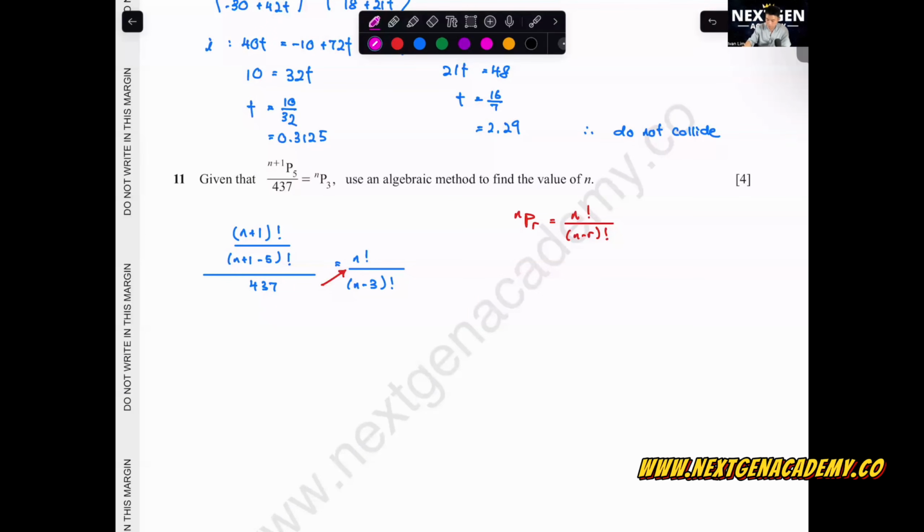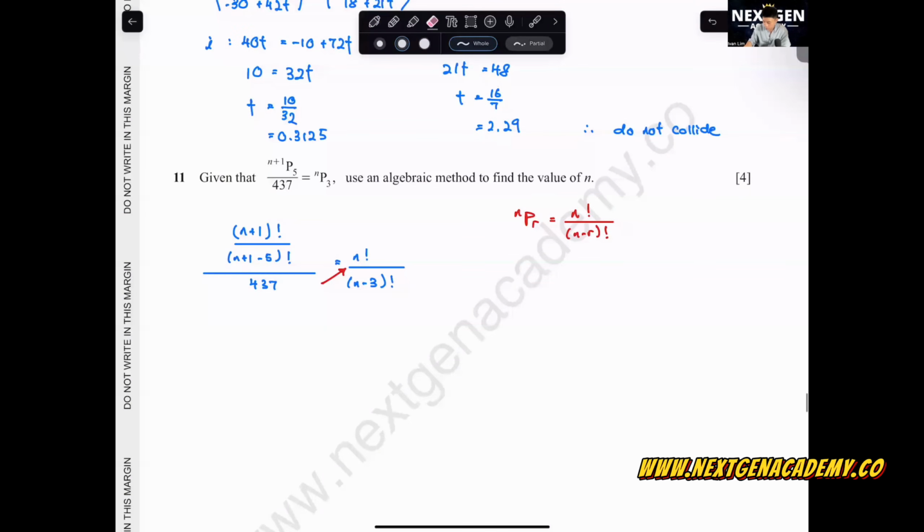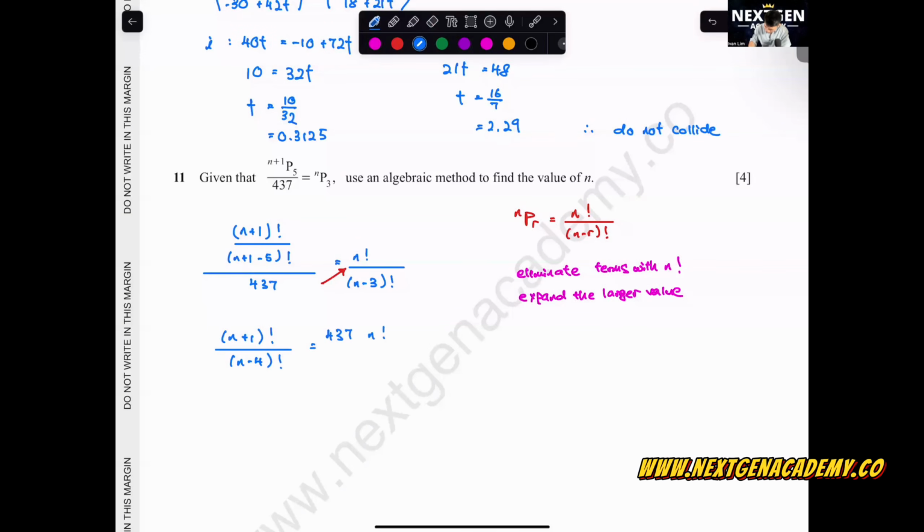Okay, the key thing over here, remember, for us to simplify, you expand the bigger N factorial. Our goal here is to eliminate N terms with N factorial, expand the larger value. So we got (N plus 1) factorial over (N minus 4) factorial equals 437 N factorial over (N minus 3) factorial. Okay, we just focus on the factorials first, don't care about the 437.